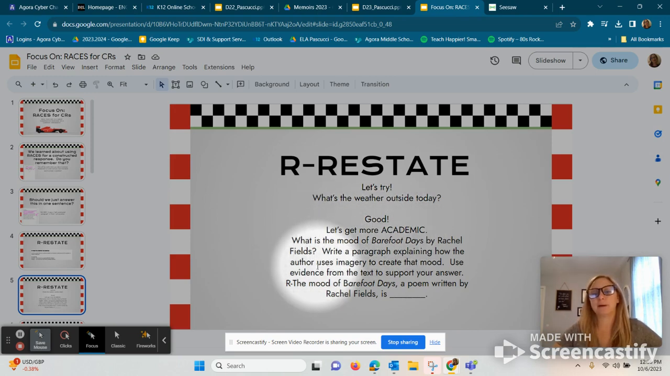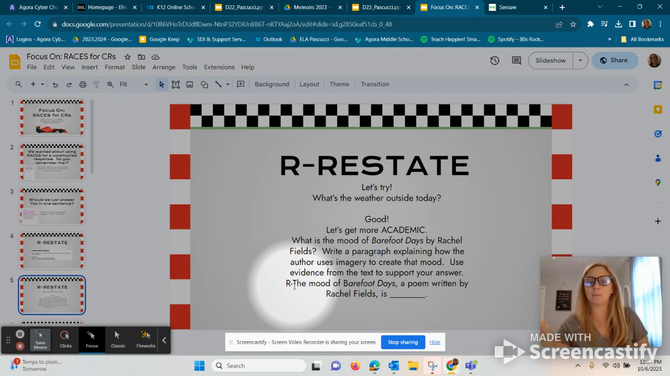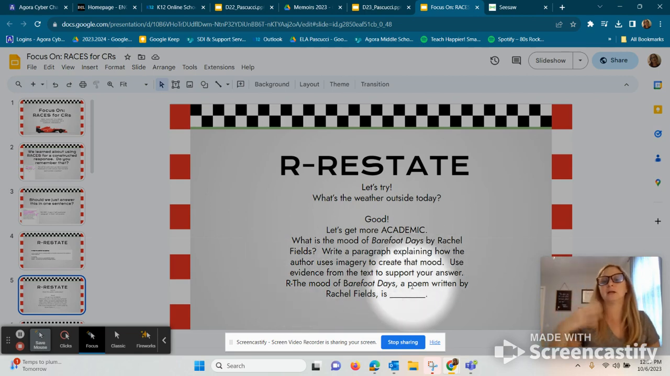Let's get more academic, though. So this is a prompt we had, and it's going to be similar to what you'll see. What is the mood of Barefoot Days by Rachel Fields? Write a paragraph explaining how the author uses imagery to create that mood. Use evidence from the text to support your answer. Now, our restate, since it's a question but not really a prompt, sometimes it's a statement, it's a little tricky. The mood of Barefoot Days, a poem by Rachel Fields, is, and then you're going to list the mood. That's your restate.